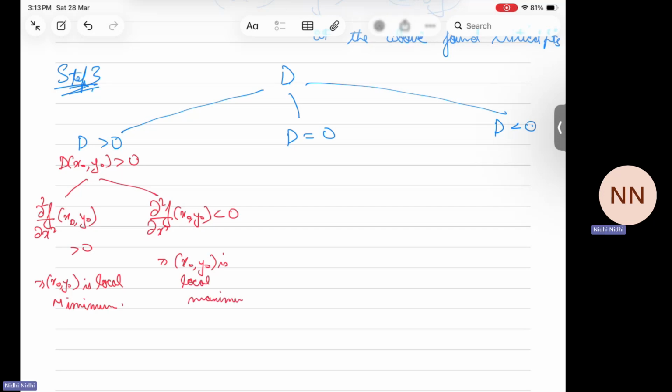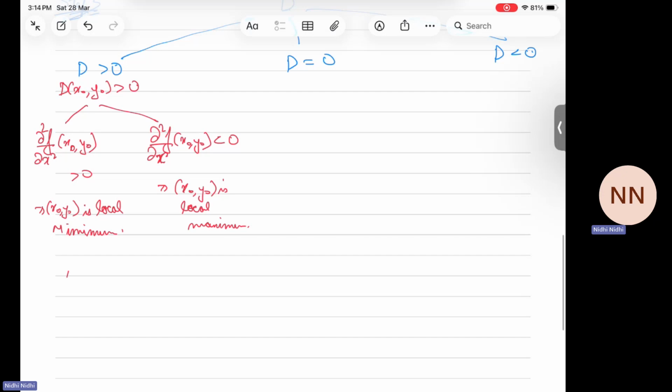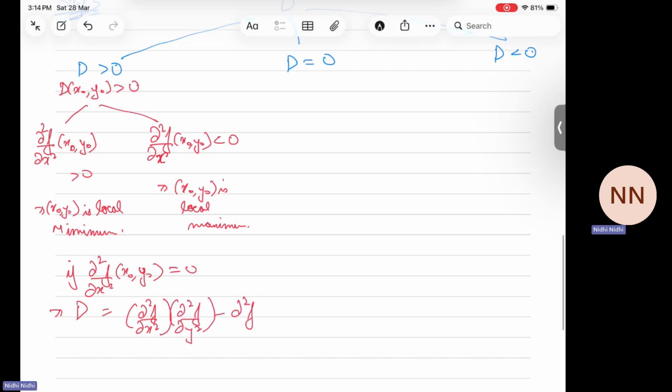Now you might think, what happens if the second derivative is 0? You can notice that if this was 0 at some (x naught, y naught), then obviously the value D, which is del 2f by del x square times del 2f by del y square minus (del 2f by del x del y) square, now this term was 0 at the point (x naught, y naught).